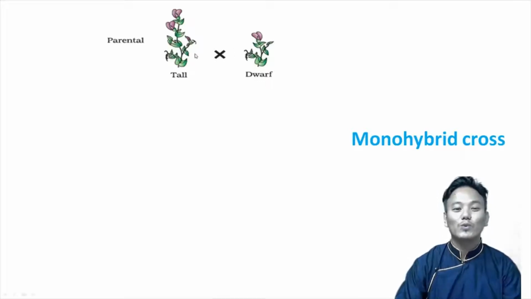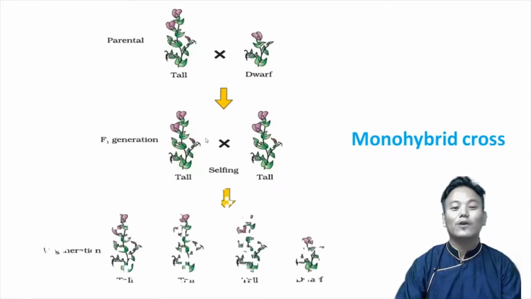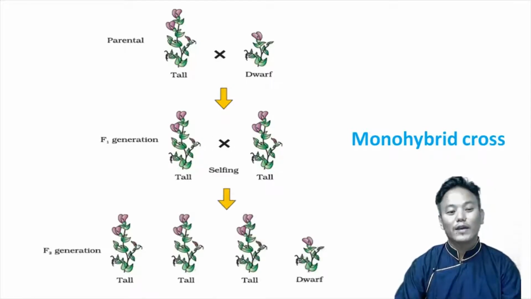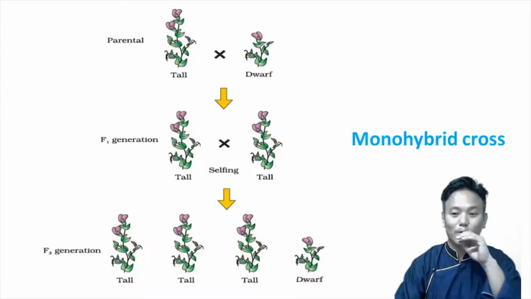So when the two parents are crossed, Mendel got the F1 generation. All the F1 generations were tall. And when the F1 generation plants were self-pollinated, he got the F2 generation. The F2 generation he got in this particular phenotypic ratio, that is 3:1, 3 tall and 1 dwarf. So that is a quick revision of Mendel's monohybrid cross.